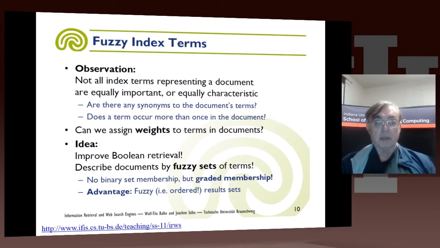So we want to try to assign weights to terms in documents. And obviously this is going to improve our retrieval algorithm. We're not going to use Boolean. Boolean by definition is 0 or 1. And we're defining documents by fuzzy sets of terms. So it's not that the terms are exactly in or out of a document, but that they have a probability of being in or out of a document. And then we'll get a better chance of getting actual relevance and a better chance of getting rankings.